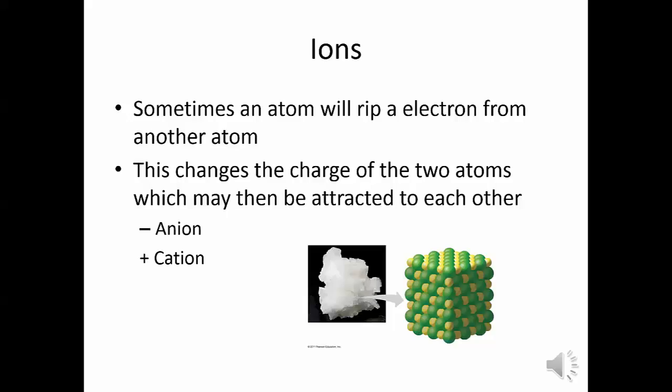Now, ionic bonds occur in a different situation. These are weaker than covalent bonds. So sometimes an atom will rip an electron off from another atom, and that will change the charge of the two atoms, making one negative and one positive. And then they are attracted to each other because of their opposite charges.